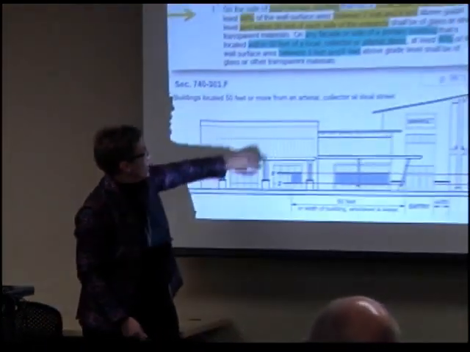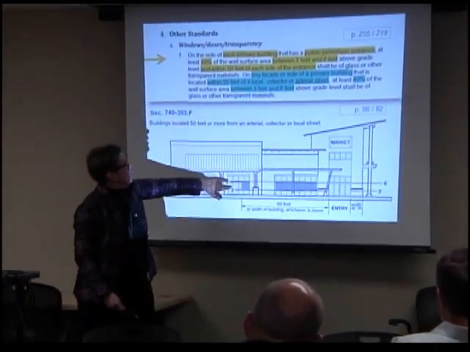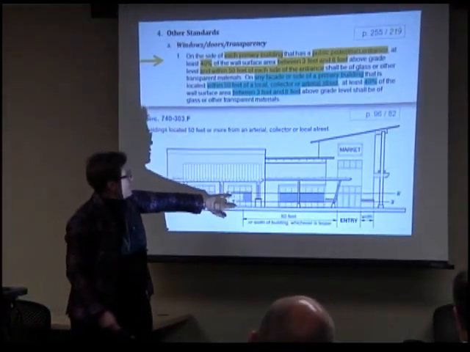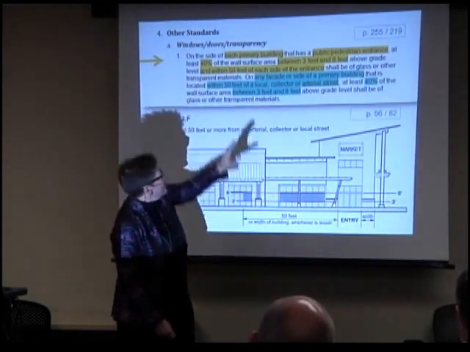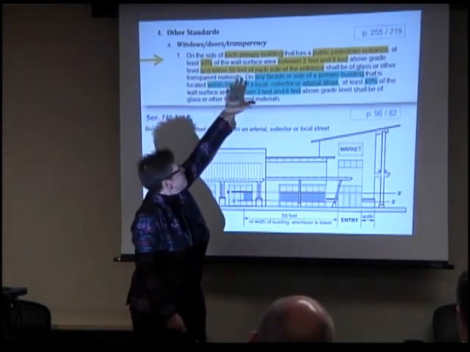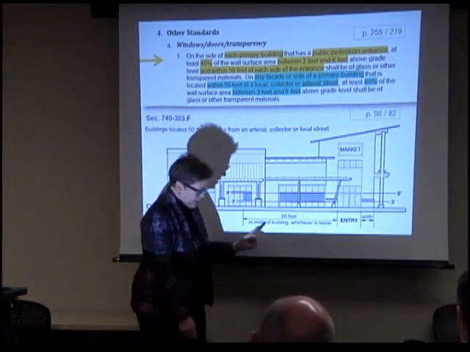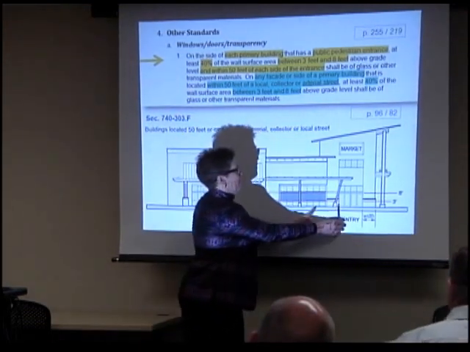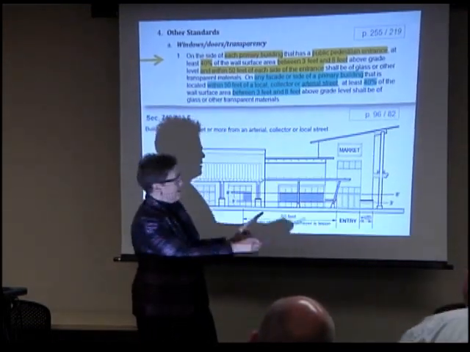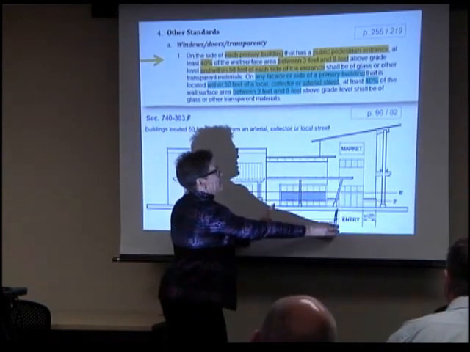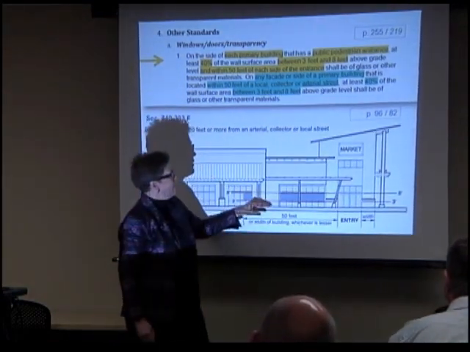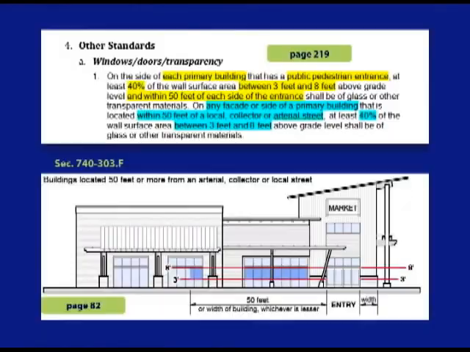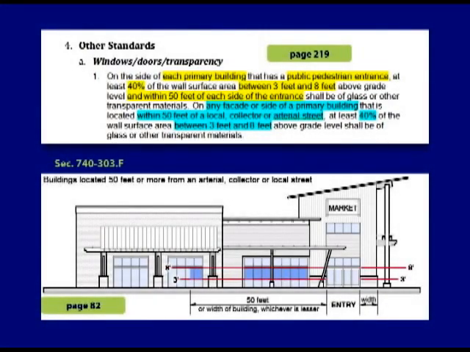So we're concerned with that 3 to 8 feet right here. And what we do, the next part of it is it says within 50 feet of the entrance. So you take the entrance and you basically go out 50 feet on each side. So for that 50-foot section, between 3 and 8 feet, 40% of that has to be glass, transparent, so you can see through it. Okay.